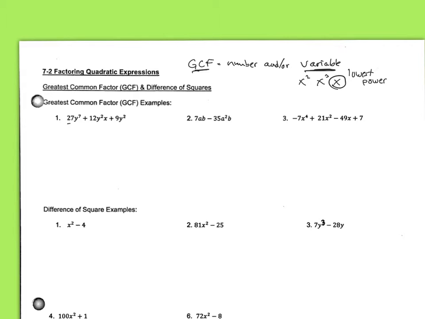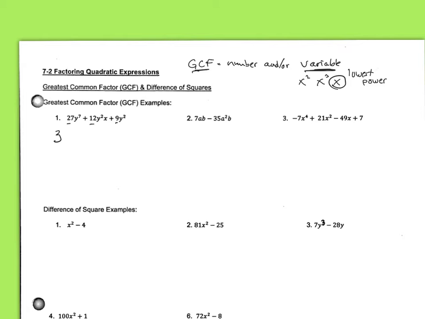Look at your numbers first, 27, 12, 9. Well, you could use 9. 9 goes into 27, but 9 doesn't go into 12, so that's not going to work. 3. 3 is the number that will divide. That's the biggest number that divides evenly into all those numbers.